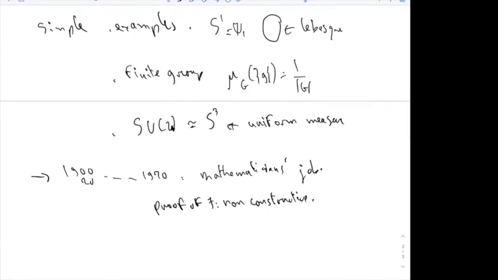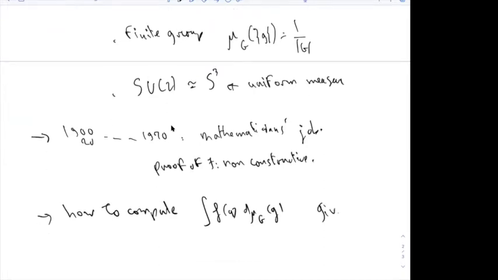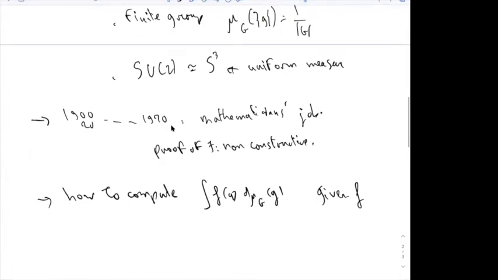So what do I mean by non-constructive? I mean that if I give you a function on the group, how am I going to compute the integral of f of g d mu of g, given f, which goes from G to R or to C, whatever, which is smooth, which is integrable, let's say? How to compute it?